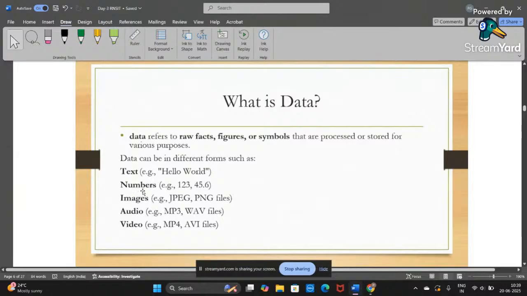Then numbers 1, 2, 3, 4, 5.6. If it is a decimal also, that is a number. Image, JPEG and PNG files, audio, MP3, WAV, and video, MP4, AVI. These are the examples for data.